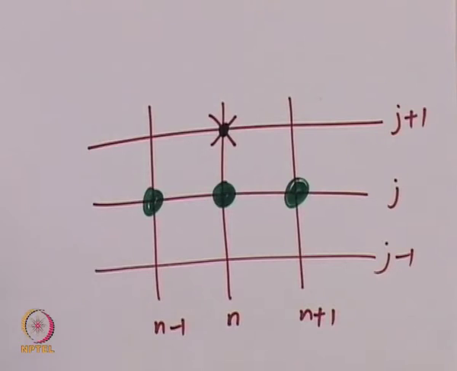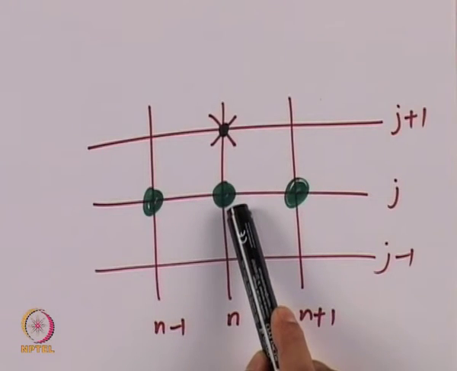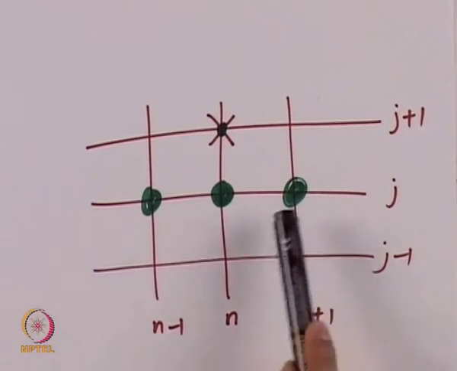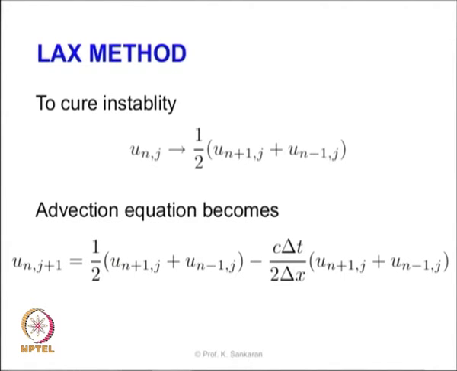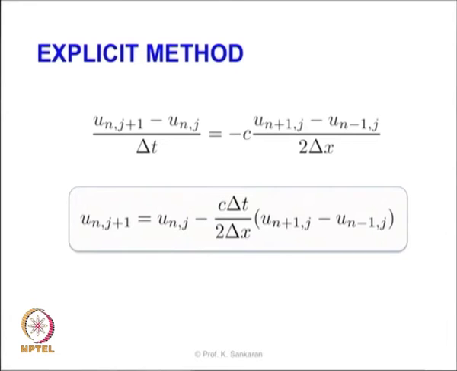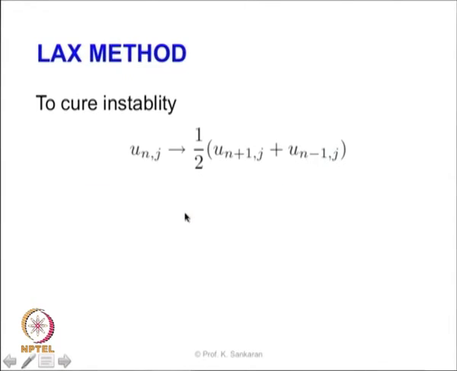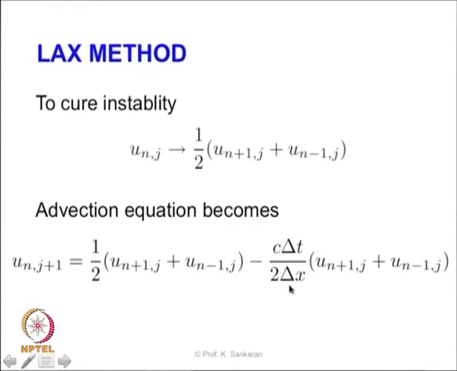Now what we are going to do is, instead of taking the value at time step n comma j, we are going to take the value at j, but the average of these two values, n minus 1 and n plus 1, and that's what this equation is about. So we don't take the value at n. That way the advection equation becomes as follows. Remember, in the previous case you had n comma j; instead of n comma j I am going to use this value, and then the equation will become like this.